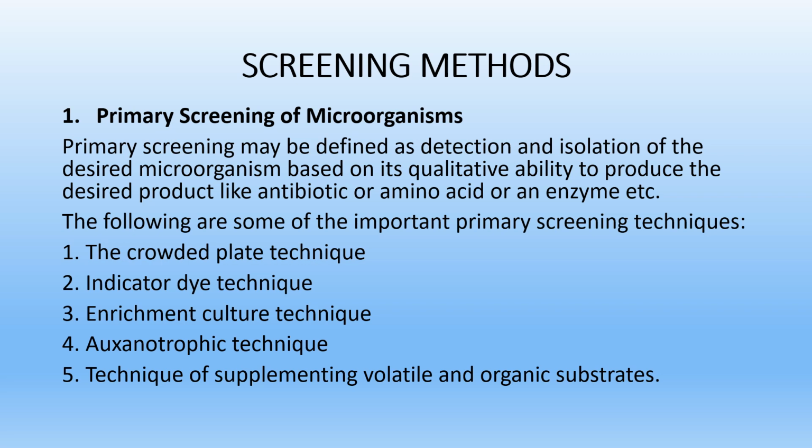Primary screening of microorganisms. Primary screening may be defined as detection and isolation of desired microorganisms based on its qualitative ability to produce the desired products like antibiotic or amino acid or an enzyme. The following are some of the important primary screening techniques: the crowded plate technique, indicator dye technique, enrichment culture technique, auxanotrophic technique, technique of supplementing volatile organic substrates.